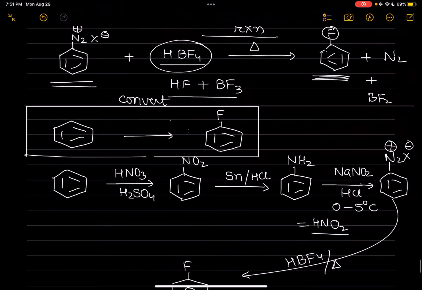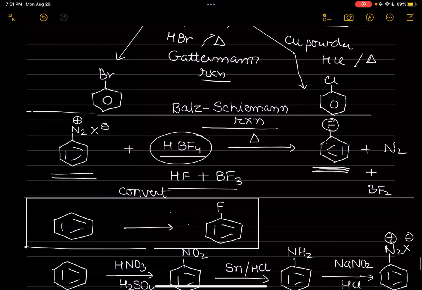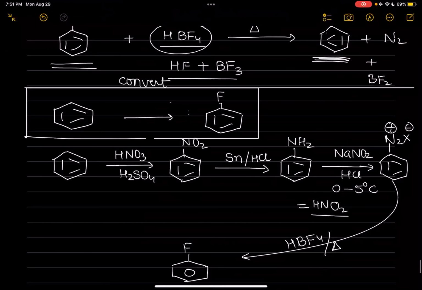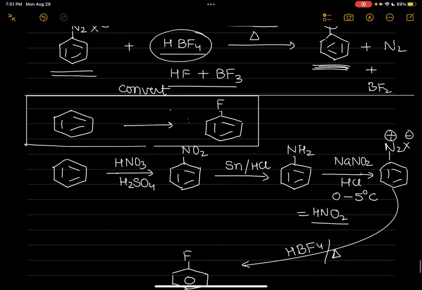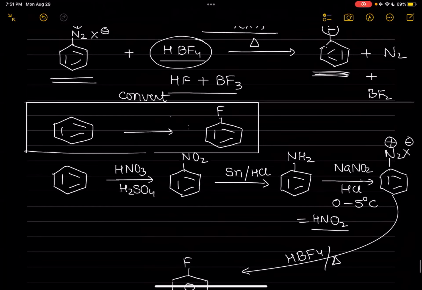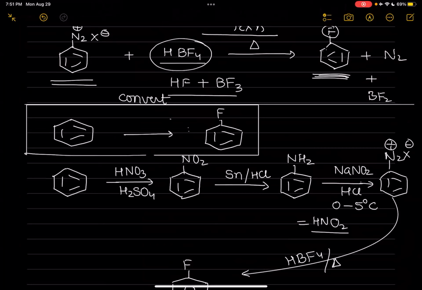Oh, I missed how to prepare iodobenzene. I told you diazonium, you can convert it into chlorobenzene by two methods, Sandmeyer and Gattermann. I told you to convert diazonium to bromobenzene by the same two methods, Sandmeyer and Gattermann. The fluorobenzene can be prepared by heating diazonium with HBF4. Okay.